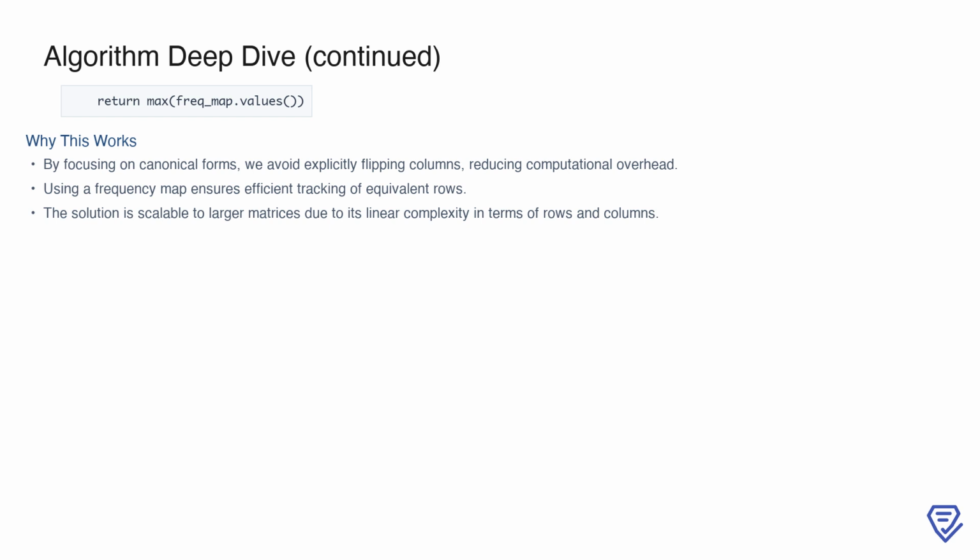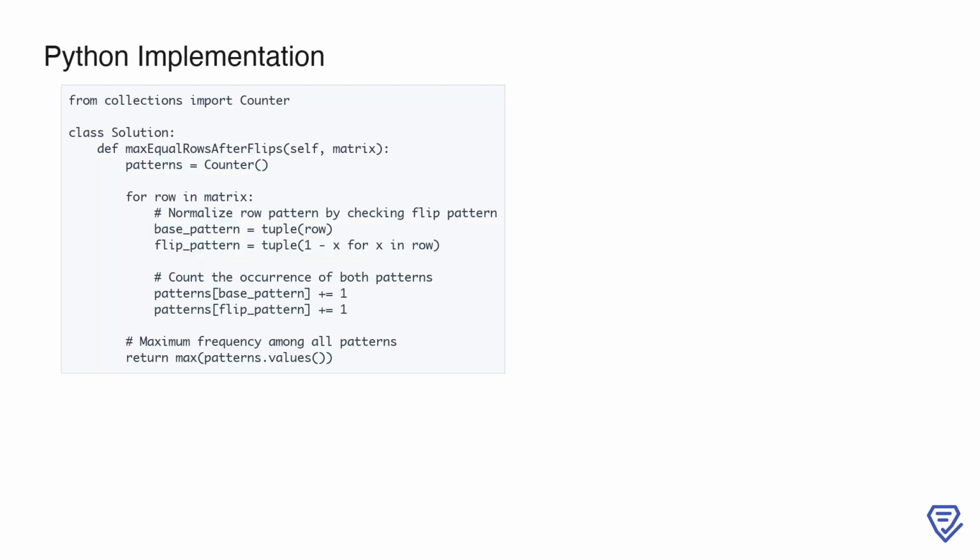The use of a frequency map ensures that we can efficiently track and count equivalent rows, and the linear complexity in terms of rows and columns makes the algorithm scalable for larger matrices. By reducing the problem to its core mathematical properties, the solution is both elegant and efficient. The solution for LeetCode problem number 1072, Flip Columns for Maximum Number of Equal Rows, is implemented using a normalized pattern-based approach.